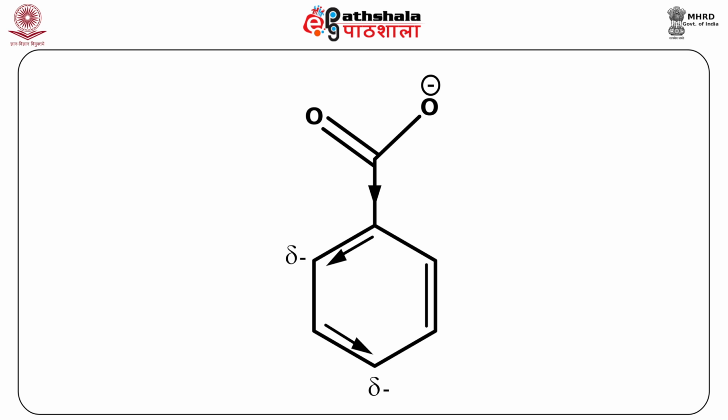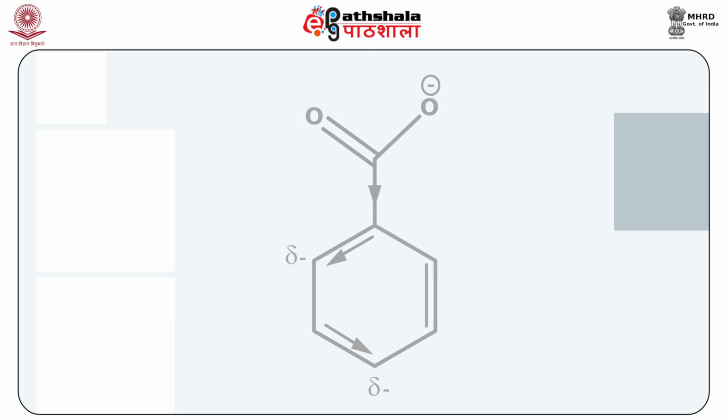Now you can see here how with the carboxylate anion, apart from delocalization on the carbonyl group, the negative charges partially are being delocalized on the ortho and para positions, however not on the meta position. Thus students, we can clearly say the carboxylate anions are weak ortho and para directing groups.